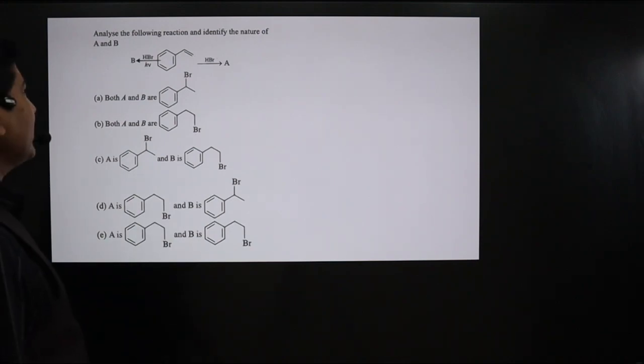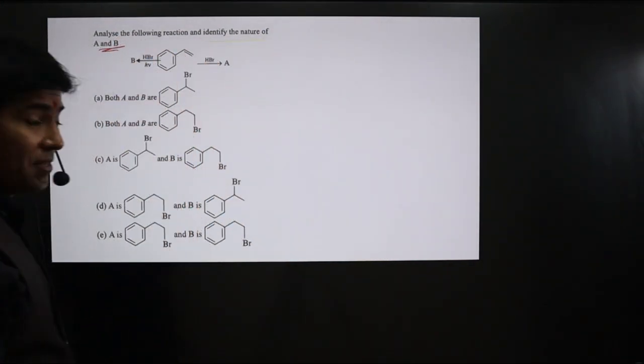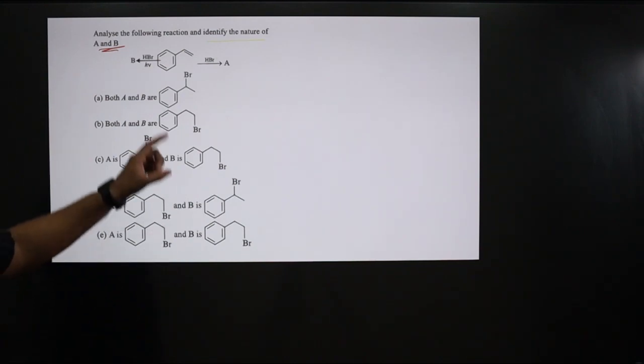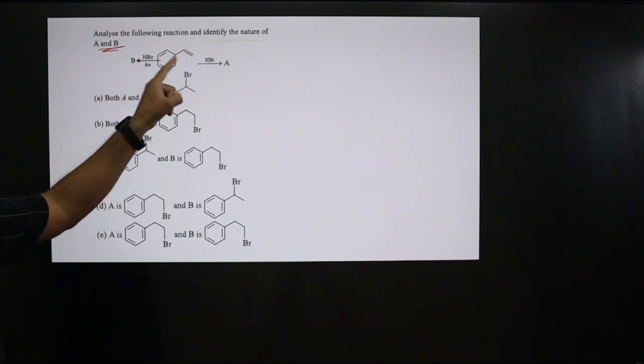The question says: analyze the following reaction and identify the nature of A and B. Okay, we have to identify the nature of A and B. You can see this is the chemical reaction given here. One reactant is there, but different reagents are given.